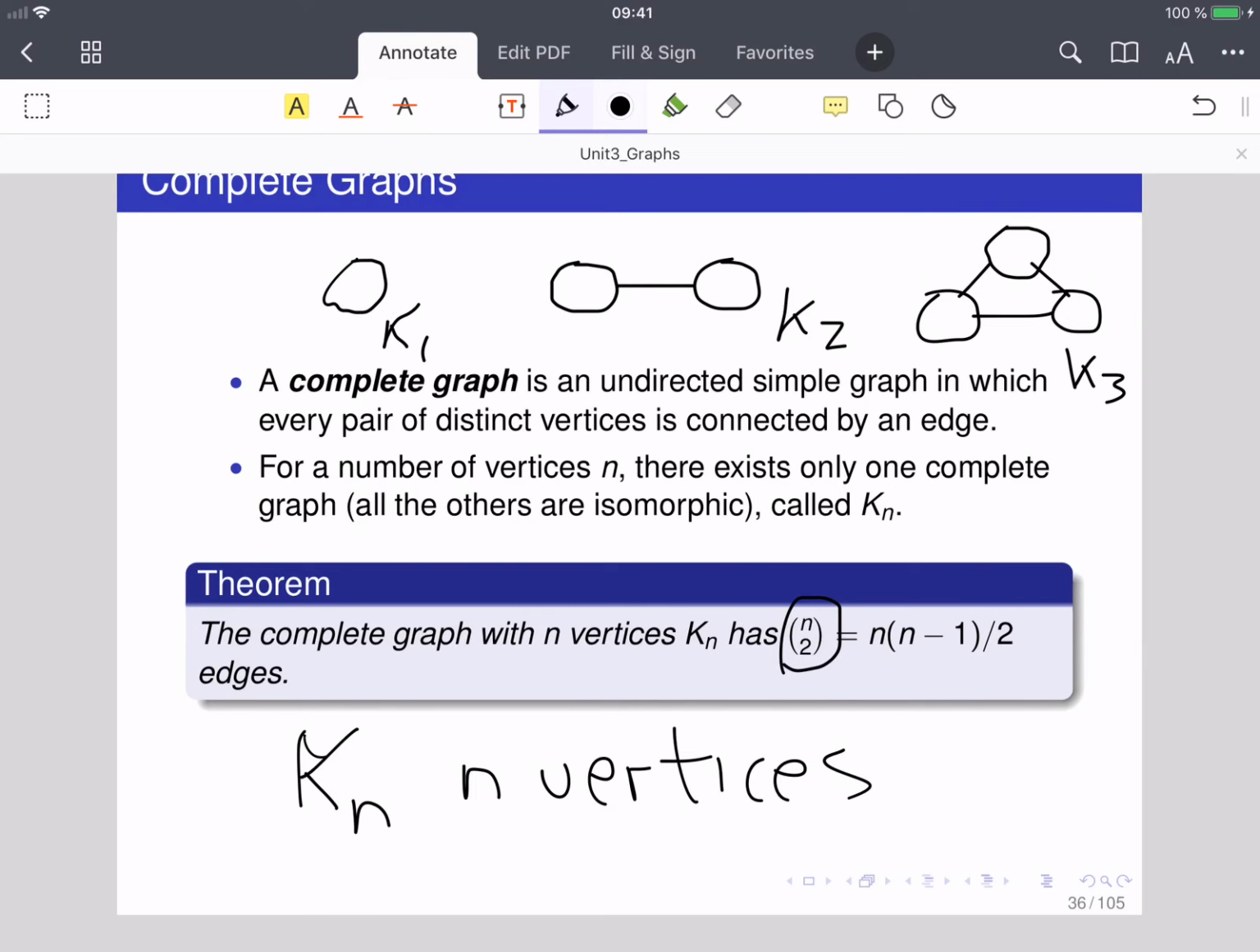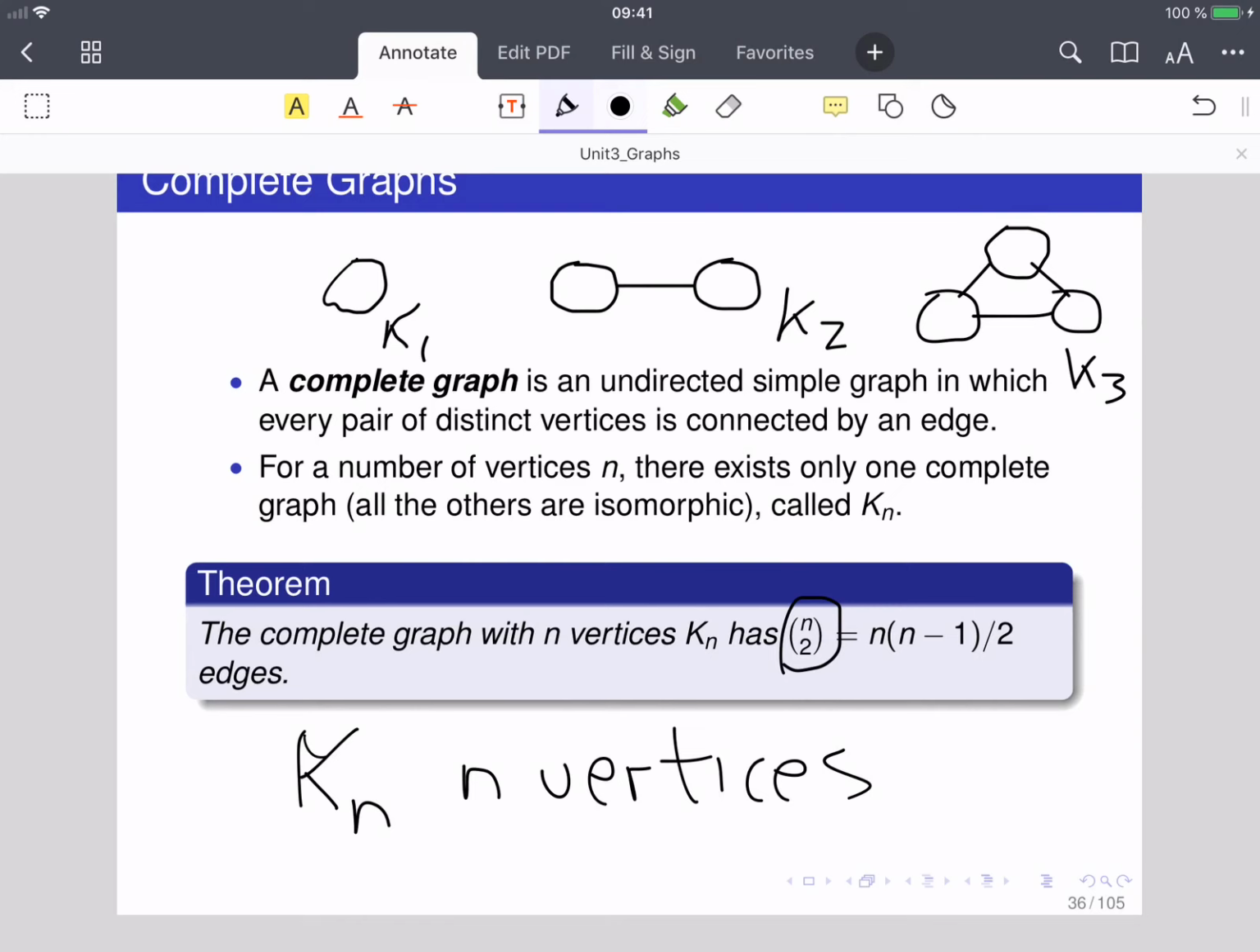Why? Because each vertex is connected to the others. So for each vertex we have n minus 1 vertices that are incident in it. So there are n minus 1 edges incident in each vertex. If we multiply by the number of vertices, we have n times n minus 1. But we are counting each edge twice because it is incident in two different vertices.